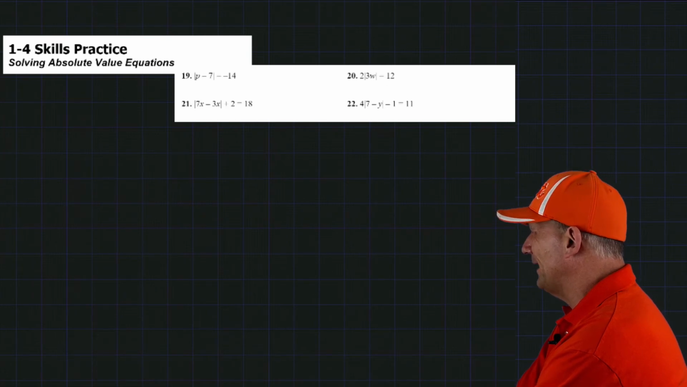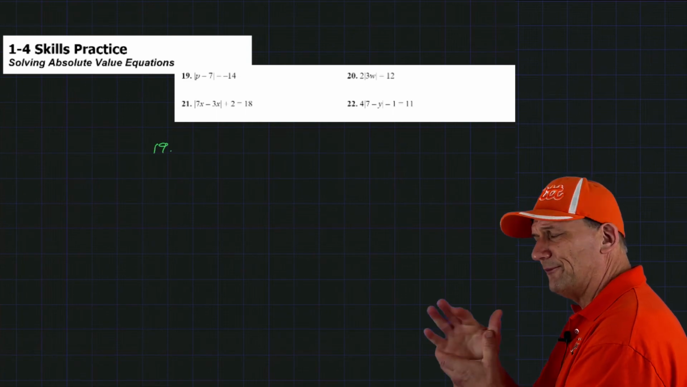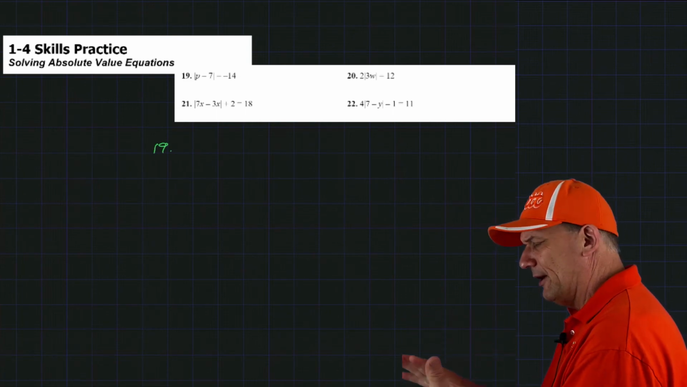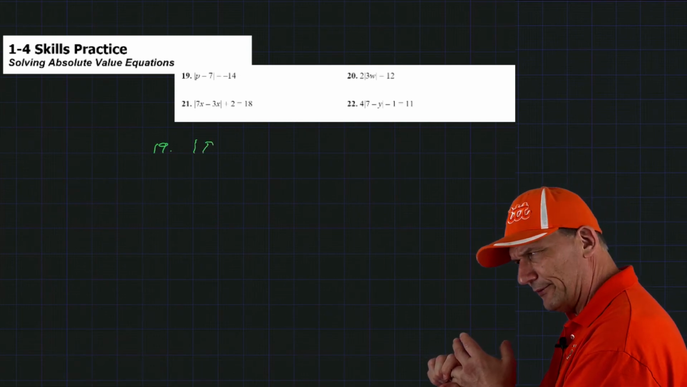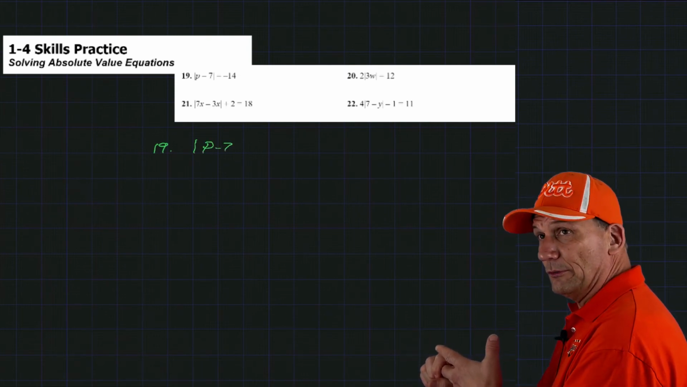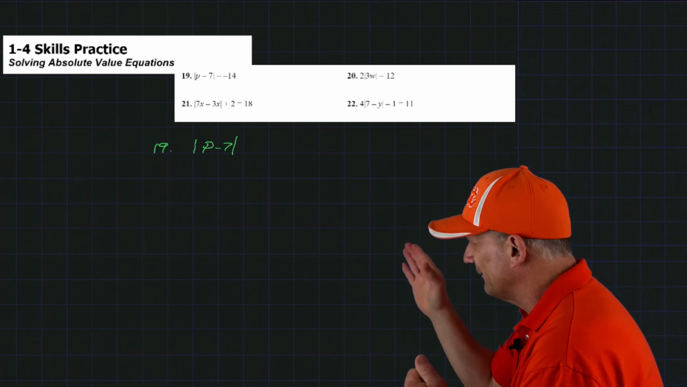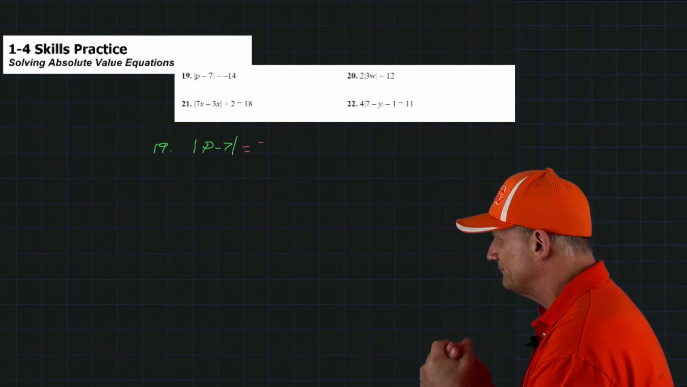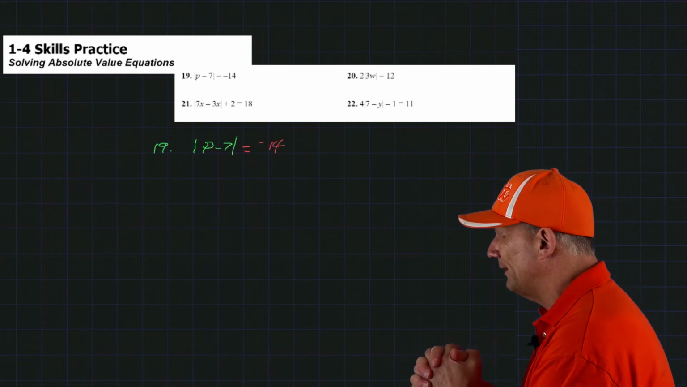Now, that being said, let's look at number 19. So we have three types of variations here. We have straight up, we're going to write the equation twice, solve it, have 2 answers. We have when it equals 0, we're only going to have 1. We're going to solve it the same way, but we only have 1 answer. Now take a look at number 19, right? Absolute value of P minus 7 equals -14.